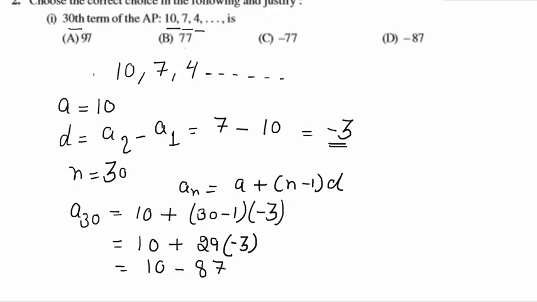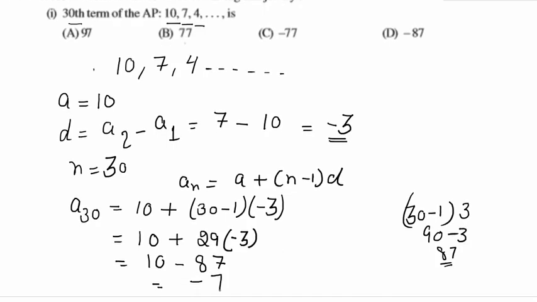You have to do the calculation like this, you should not multiply directly. What you have to do: 30 into 3 is 90, minus 3, because we can write 29 as 30 minus 1, into 3. This will become 90 minus 3. So this is 87. So 10 minus 87 becomes minus 77. This is the answer. So the 30th term will be minus 77, and this is our option C.